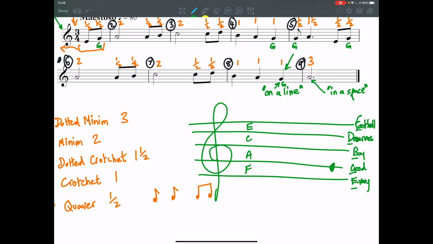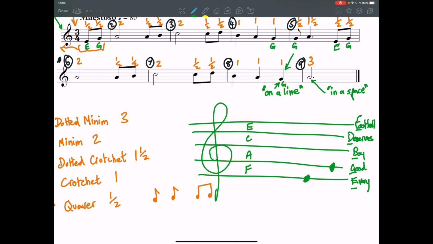Right, we've done that. Now, have we got any notes that are on this bottom line that would be E? Yes, we do. So let's fill in the E. And there's one there in bar 5. And I think that's all the E's.